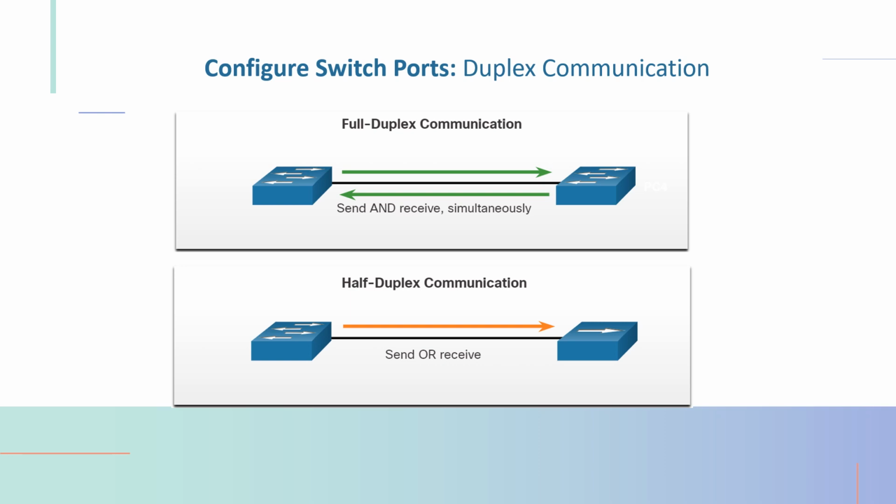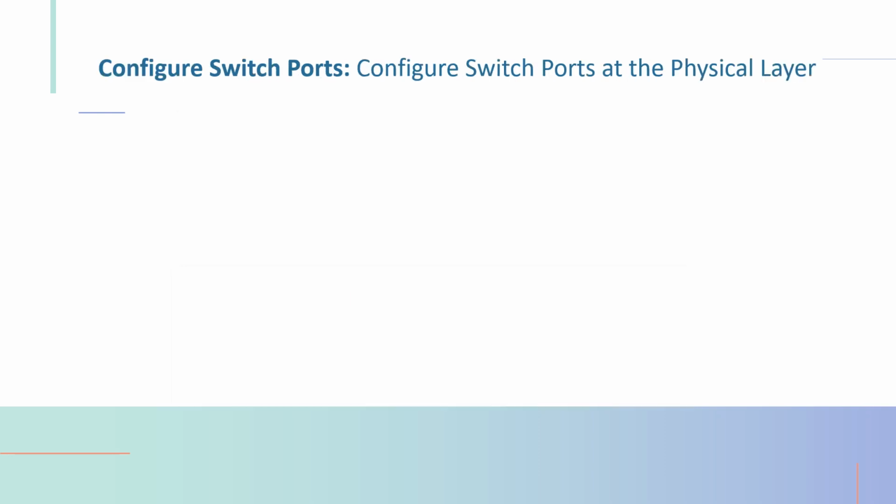And now, how you can configure the switch port for the duplex mode. A switch port can be manually configured with specific duplex and speed settings. We use the duplex interface configuration mode command to manually specify the duplex mode of a switch port, and we use the speed interface configuration mode command to manually specify the speed.